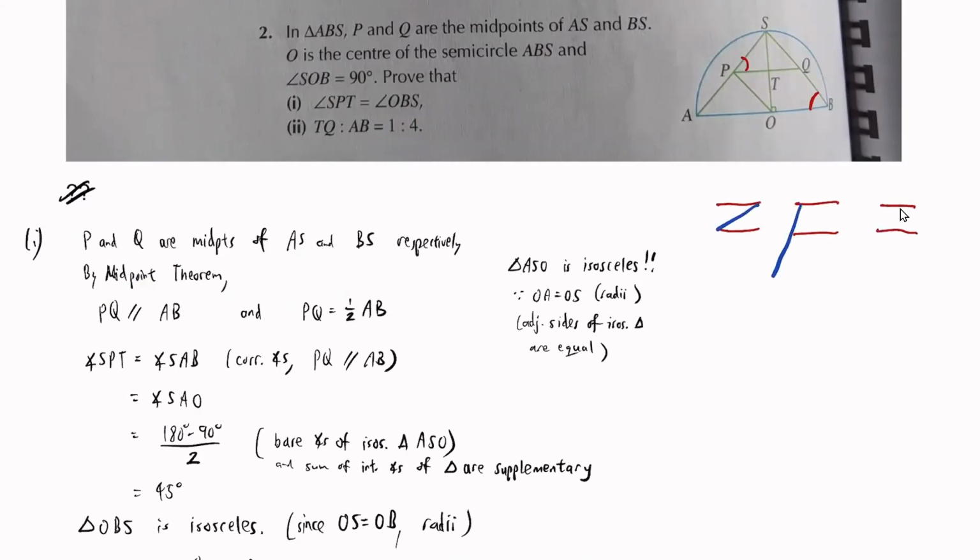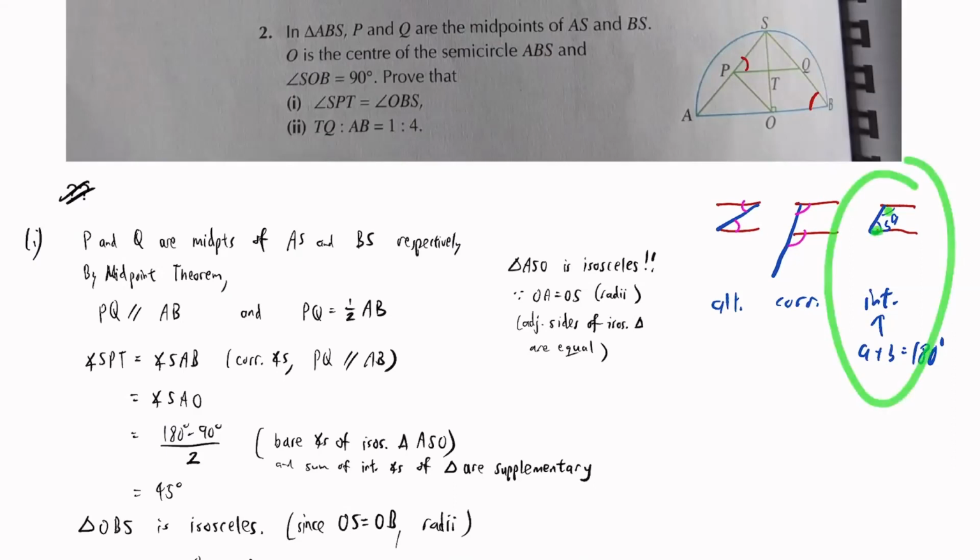Z, F, and Z, right? Alternate angles, corresponding angles, and interior angles. Okay, this one sums up to, sorry, A plus B equals 180. A bit different from the other two. These are talking about equal angles. Pink equals pink, pink equals pink. Oh, but this interior one is a bit special. A and B add up to 180.